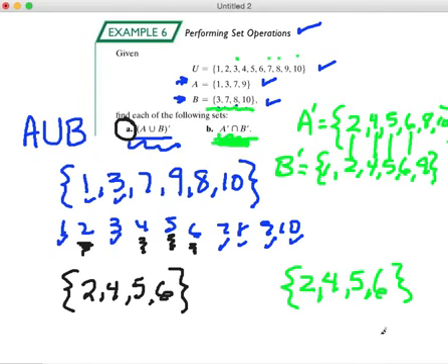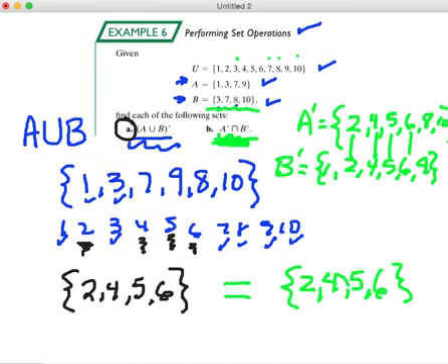Now, so the green answer is the answer to the bottom part, and the black answer is the answer to the top part. Now notice right here, notice that these two sets are equal, aren't they? Okay? And that's very, very interesting. That example 6 is an example of a set operation.